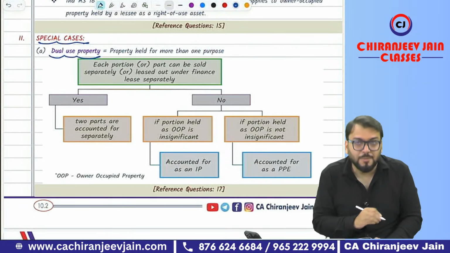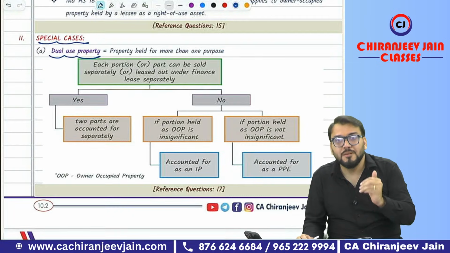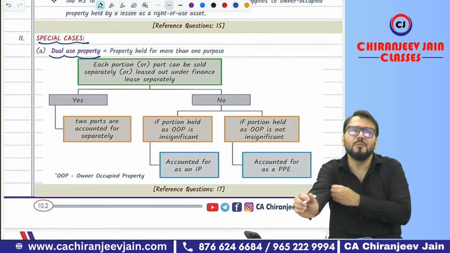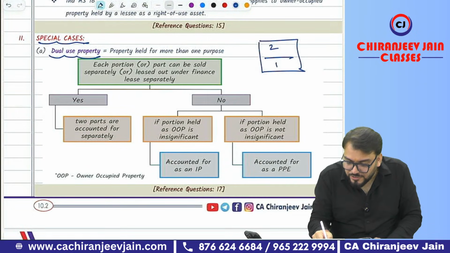First is dual use property. Dual use property means a property is used for two or more than two purposes. Correct? Suppose you have a building. This is the first floor. This is the second floor.